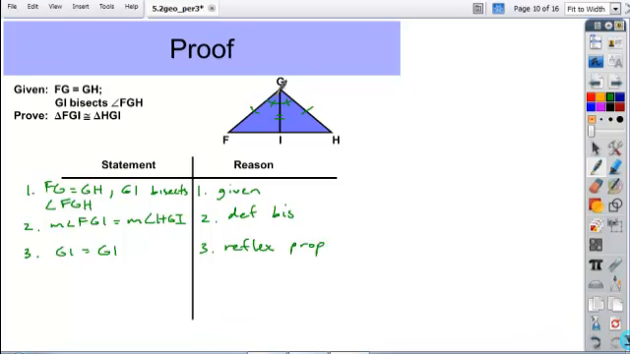And so now I have two sides and the included angle. Is that enough to show congruence of triangles? Yeah. So in step 4 here, I could now make my statement that FGI is congruent to HGI. And the pattern that's fulfilled here is two sides and the included angle, so SAS.